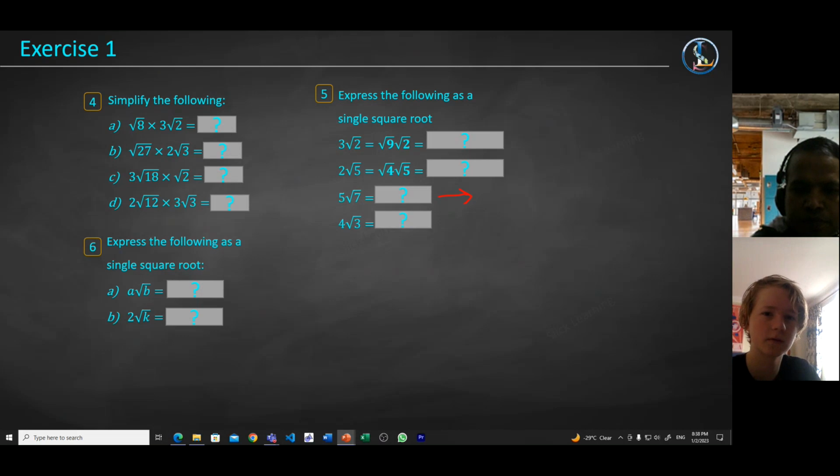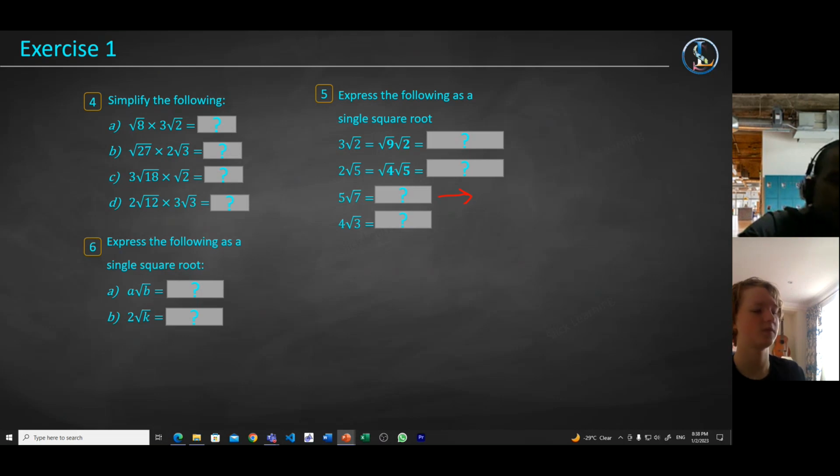So wouldn't that just be 25 times 7? Yeah, that's right, which would be 175. Yeah, 175. Okay.